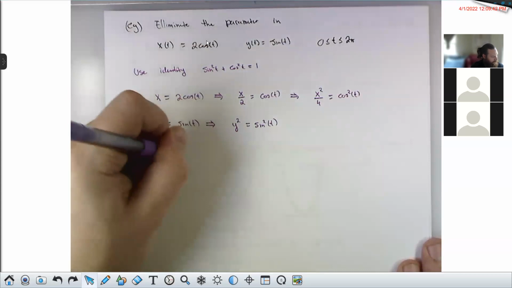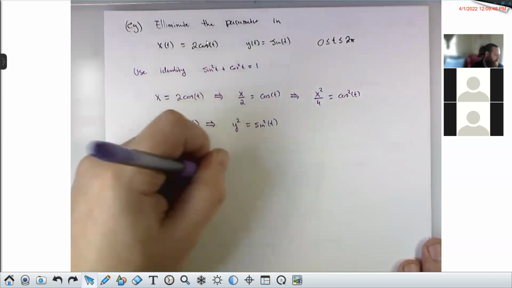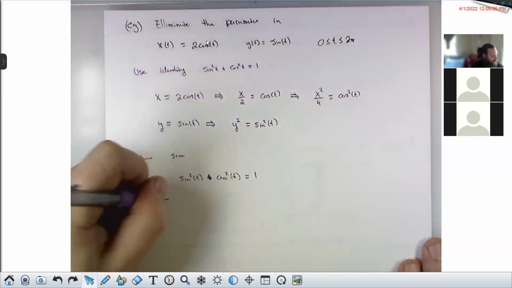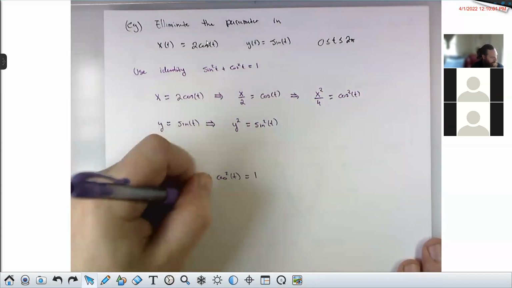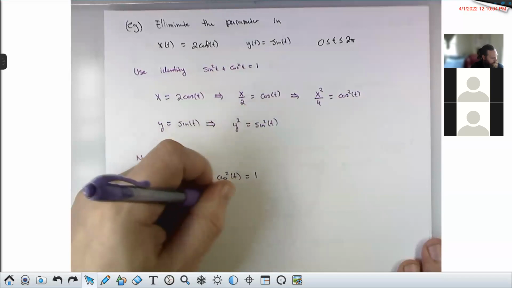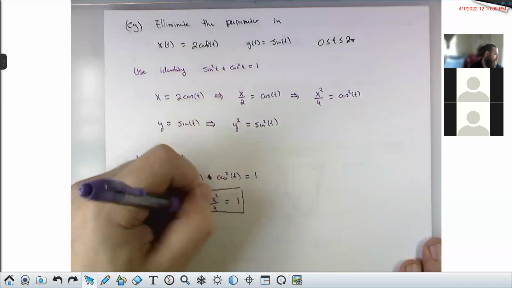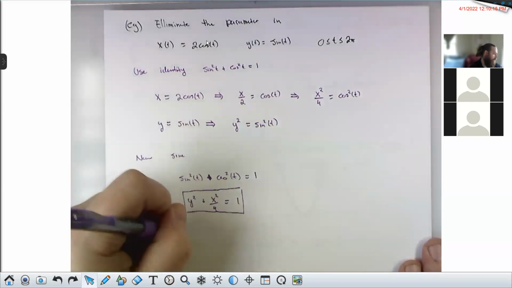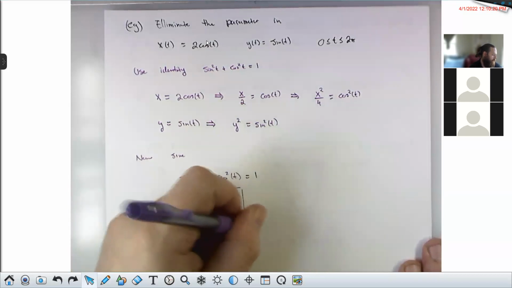Now, since I know sine squared t plus cos squared t is equal to 1, we get that y squared plus x squared over 4 is equal to 1. And this is your standard form of an ellipse. So our curve is an ellipse.